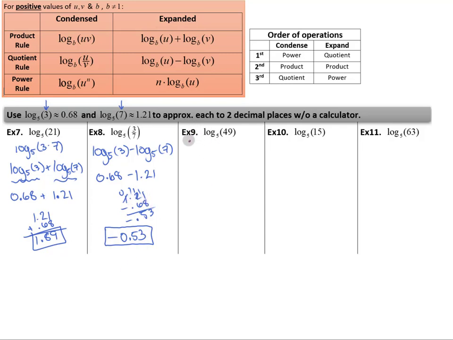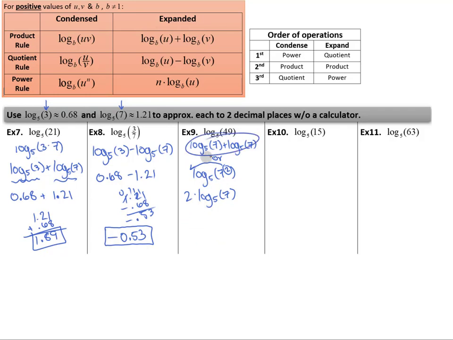Okay, number 9. Log base 5 of 49. I don't think I can do anything with 3, but I could think of that as log base 5 of 7 plus log base 5 of 7, right? 7 times 7, so we could separate them there using our product rule. Or, what if I thought of that as log base 5 of 7 squared? Then I could bring that exponent out and do 2 times log base 5 of 7. Either one of these will give me the correct answer, by the way.